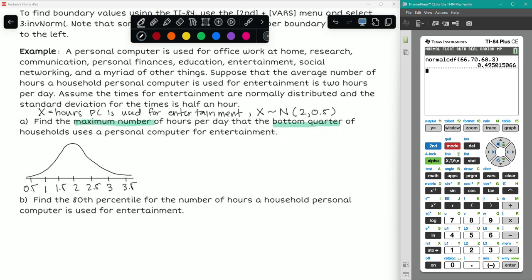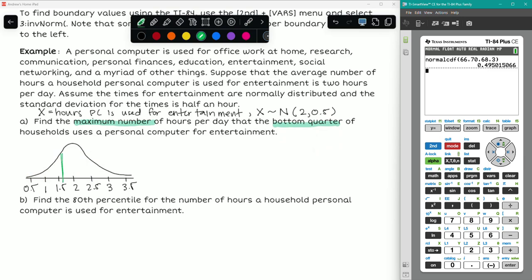I'm interested in the bottom quarter percent of data. I know 68% of data sits here, leaving about 16% for the tails. So there's about 16% less than that 1 standard deviation marker. So I expect 25% is probably just a little bit above that. So I'm going to guesstimate, I'm going to mark it here.